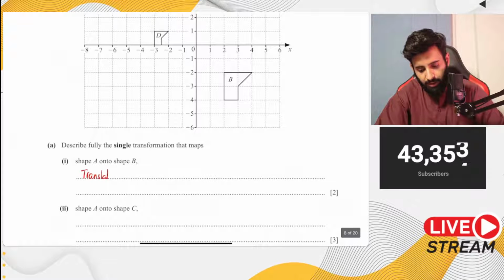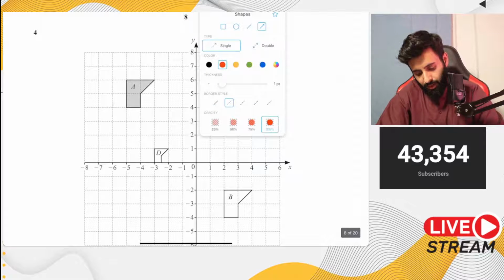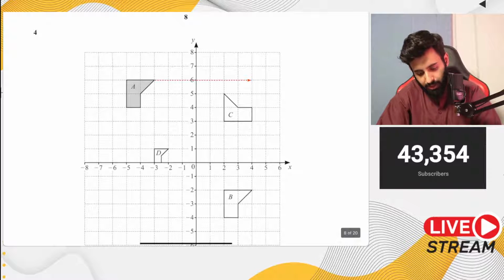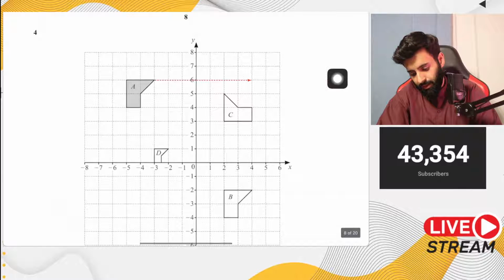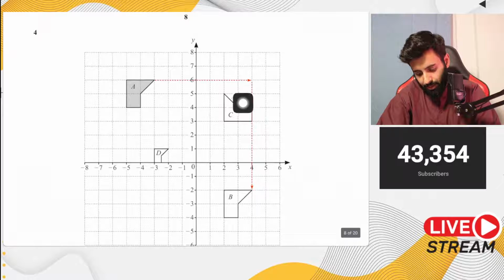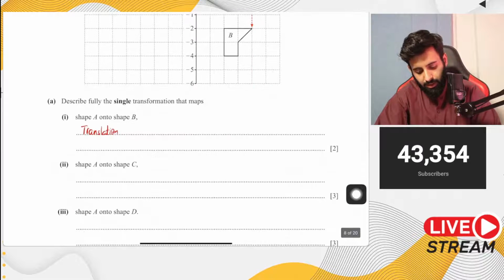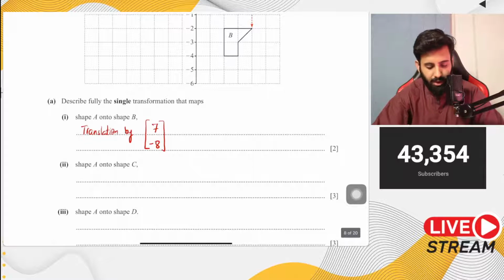Now we need to write down the translation matrix. Let's see, how do we go from A to B? If you take this point, you can see it has moved how many units to the right? This point has moved 1, 2, 3, 4, 5, 6, 7. 7 units to the right, and this point has moved, let's see how many units down. 1, 2, 3, 4, 5, 6, 7, 8. So 7 to the right and 8 down. That means 7, comma, minus 8. There you go. Translation by 7, comma, minus 8.